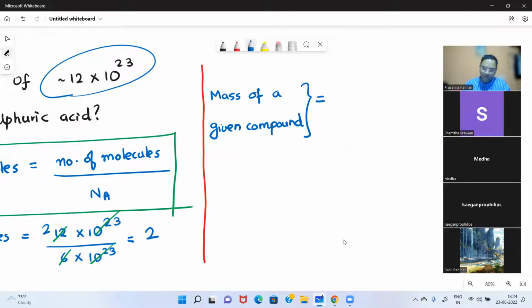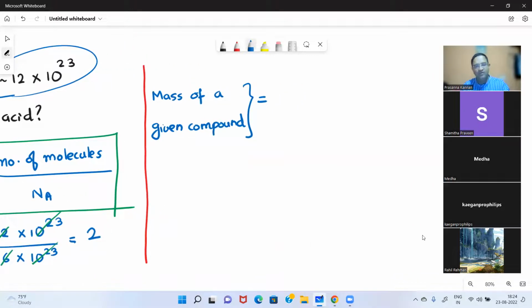Okay. But right now, don't worry. You're just learning, so take your time. Okay. So the mass of a given compound is given by the number of moles multiplied by the molecular mass.